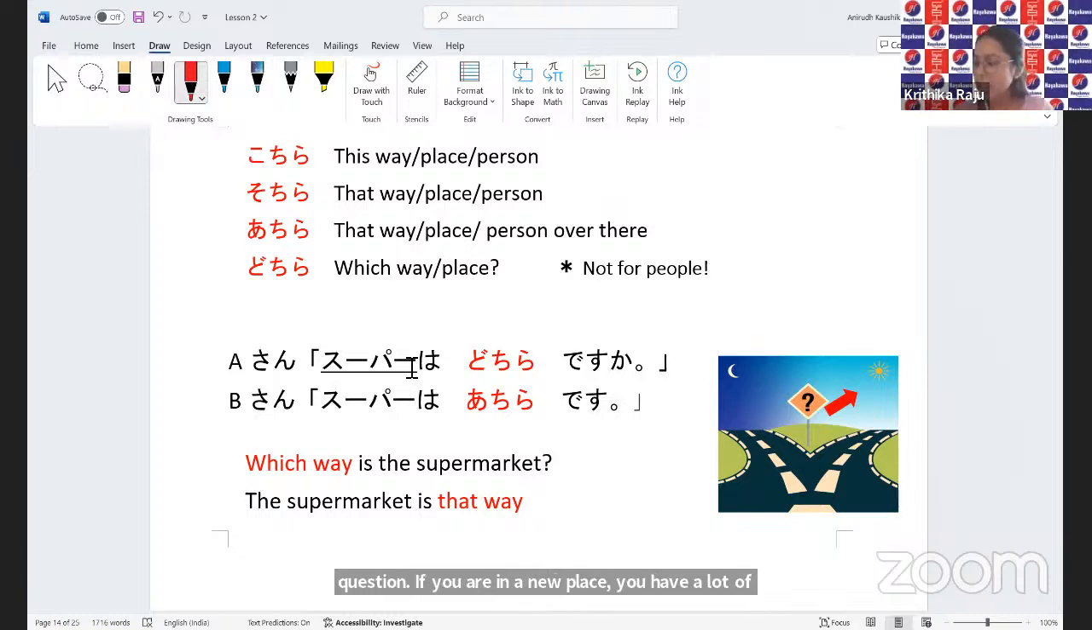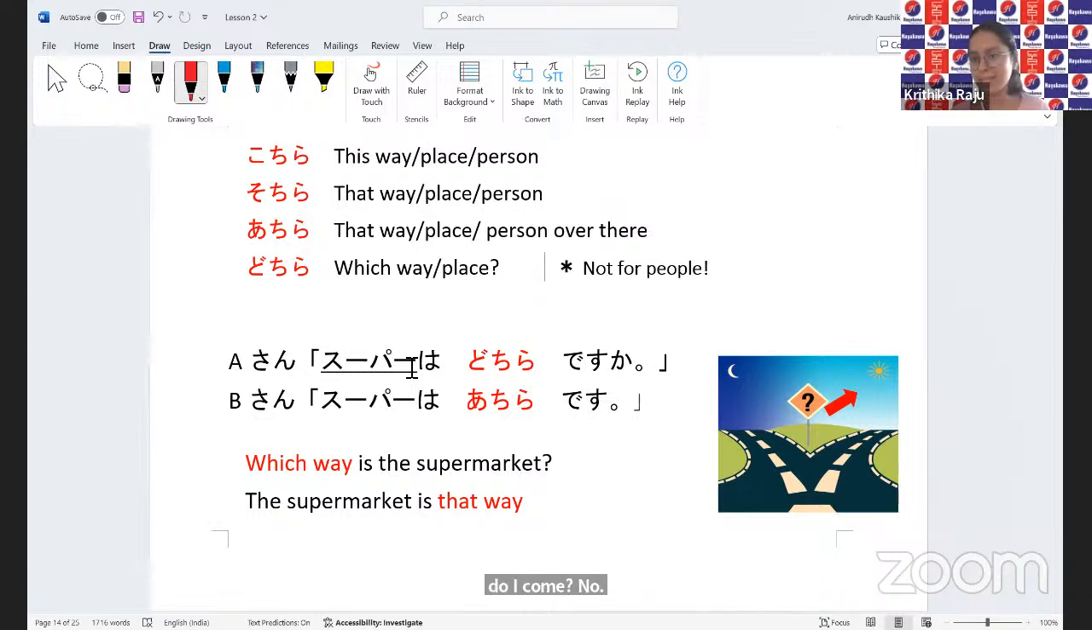So how do you ask anybody, which way do I go? As for the supermarket, which way is it? Very simple. You don't have to use any verb, nothing. How do I go? How do I come? No. Which way is it? As for the supermarket, which way is it?